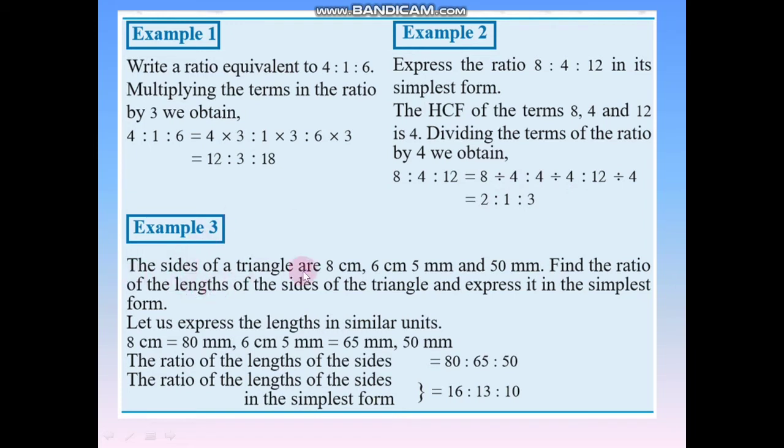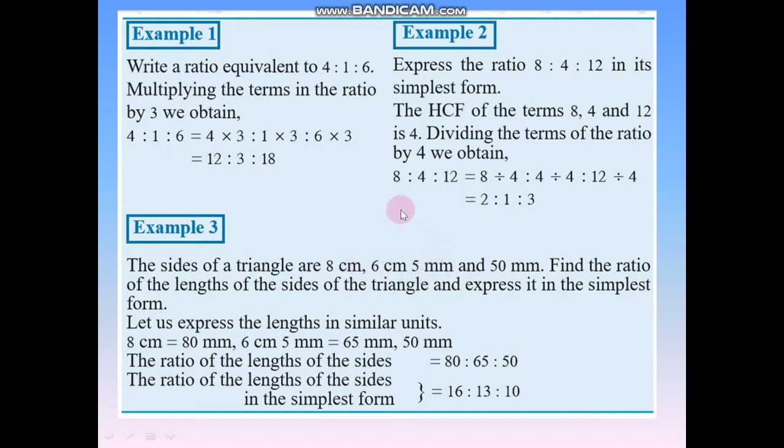Let's look into another example. The sides of a triangle are 8 centimeters. Let me read it again. The sides of a triangle are 8 centimeters, 6 centimeters 5 millimeters, and 50 millimeters. Here you see these are given in two types of units, centimeters as well as millimeters.